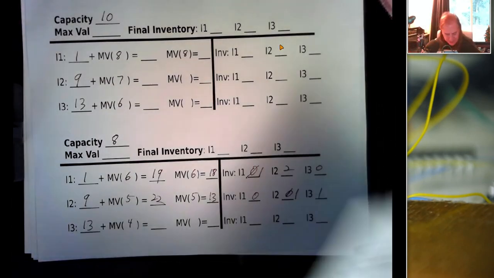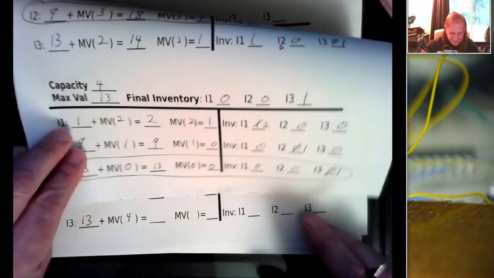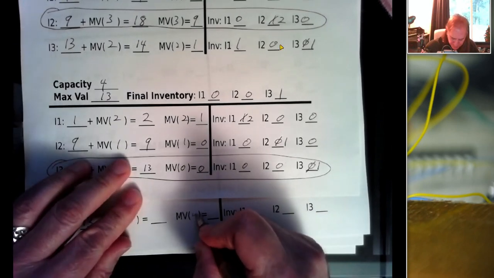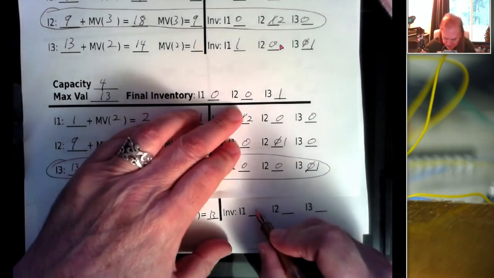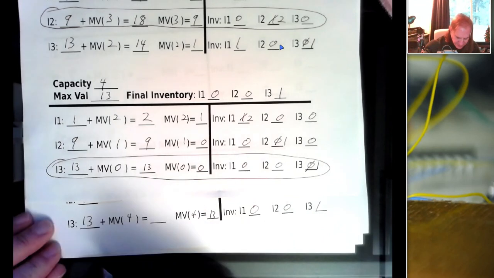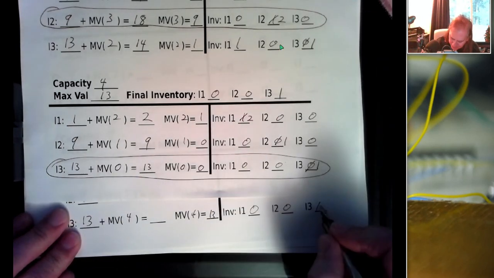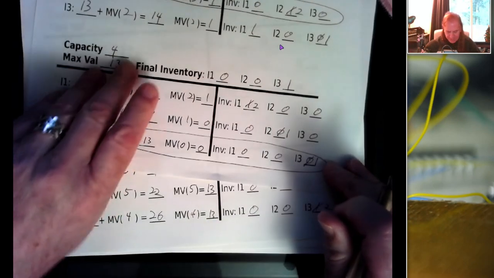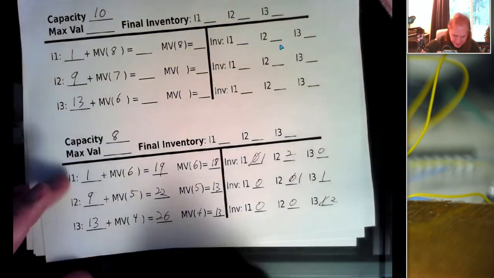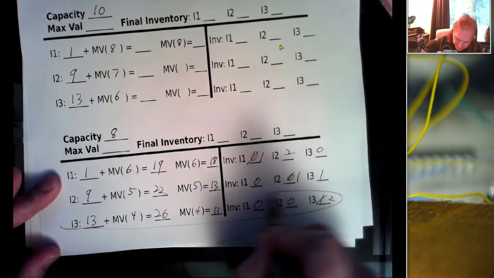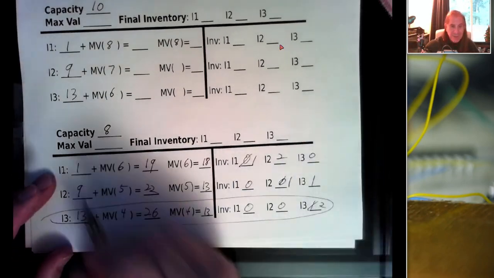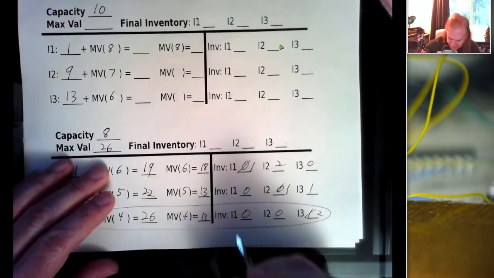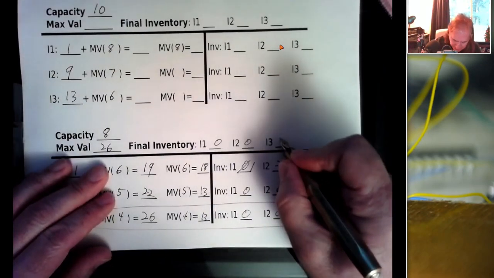And then finally we have 13 plus max val of 4. Well, look in our cache, max val of 4 was 13 with an inventory of 0, 0, 1. And if we bump up the count of item 1, we get 2 of these. 13 plus 13 is 26. And what's our best solution here? Start with item 3. So max val of 8 is 26, and the item count is 0, 0, and 2.